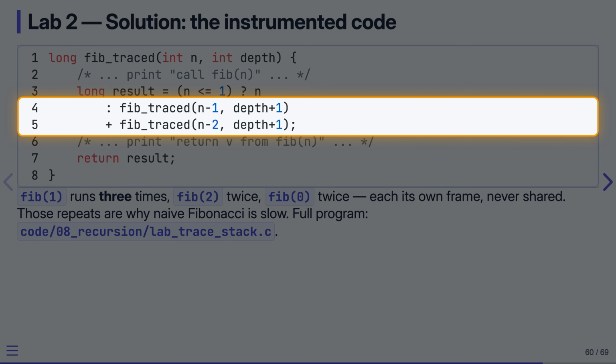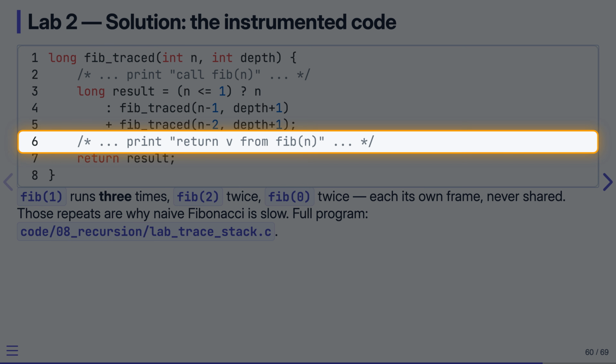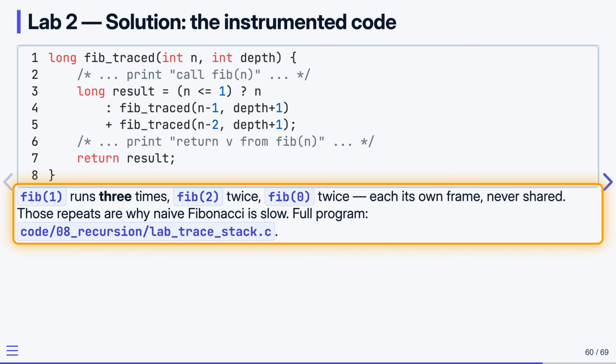Otherwise the result is fib(n-1) plus fib(n-2). That is 2 recursive calls from one frame, each with depth plus 1. Before returning, it prints return v from fib(n), so every frame prints once on the way in and once on the way out. Now look at what that costs. Fib(1) runs 3 times, fib(2) twice, and fib(0) twice. Each one is its own frame, never shared. Those repeats are why the simple Fibonacci is slow.